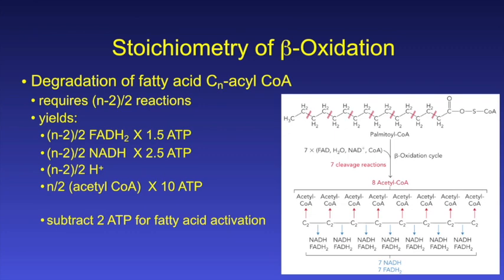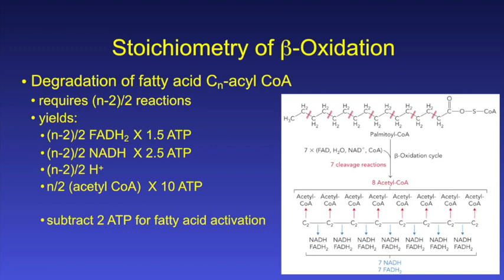All right. Last slide I'll cover. So the number of reactions that you need to use to degrade it is n minus 2 divided by 2. 16 minus 2 is 14, divided by 2 is 7. You will produce n minus 2 divided by 2 FADs. You will produce n minus 2 divided by 2 NADHs. I can get 1.5 ATPs for every FADH2, and 2.5 for every NADH. I will get n divided by 2 acetyl-CoAs, which can enter the citric acid cycle and, once fully oxidized, can produce up to 10 ATPs.